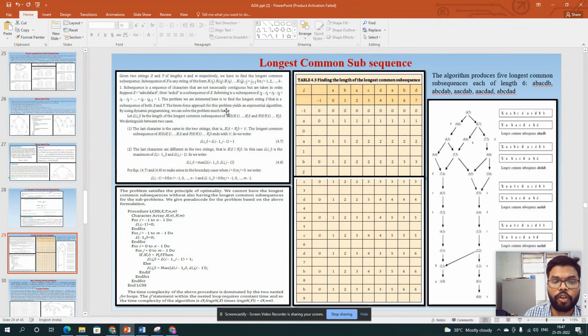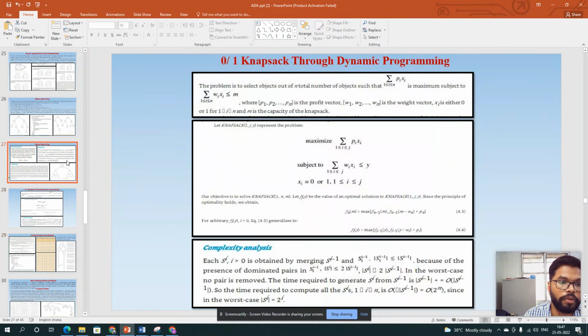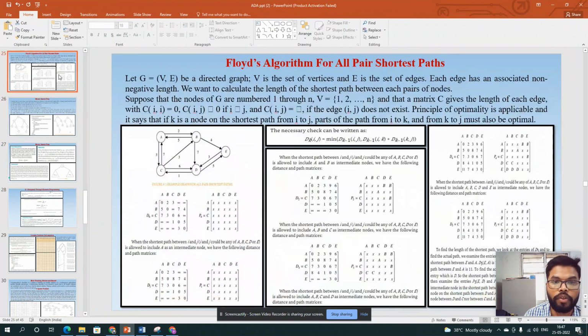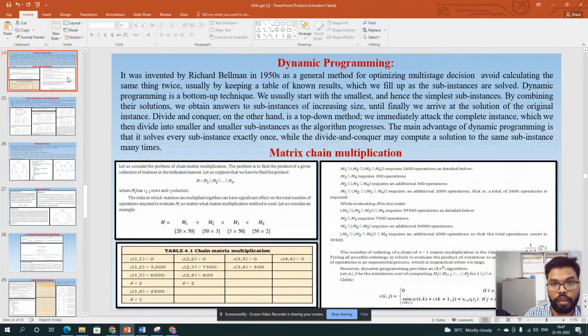Another problem which can also be solved by using dynamic programming is the longest common subsequence problem. So these are a few examples of problems which can be solved by using dynamic programming.